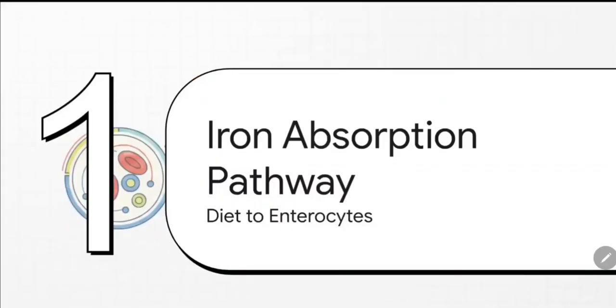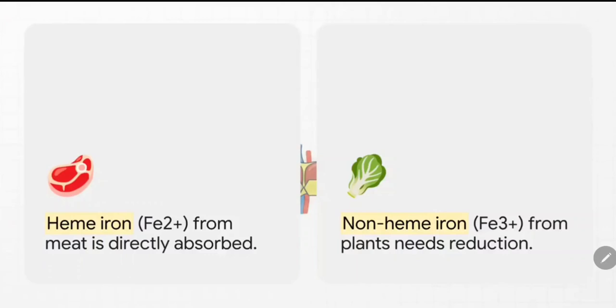Moving to Section 2, the iron absorption pathway. Let's see how iron actually gets from your diet into your enterocytes. You need to understand this difference perfectly because it's a classic MCQ concept. Heme iron, which you get from chicken and meat, is already in the ferrous state. That's Fe2+. Because of this, it is completely set for direct absorption.